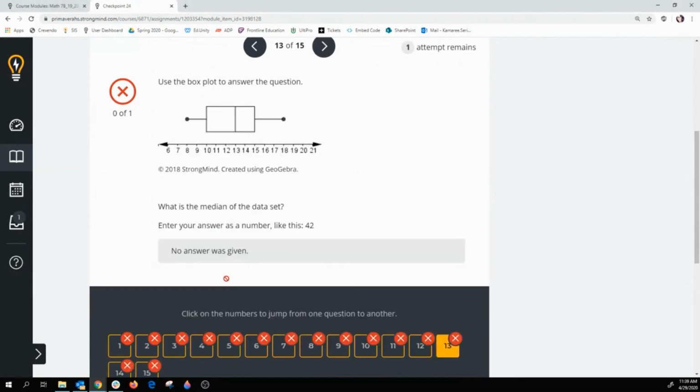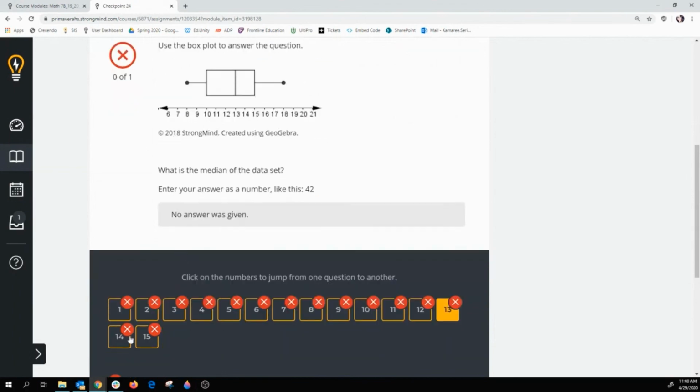Ready? Next one. So for 13, we're given this box plot here, and we want to know what is the median. So what would be the median here? Median should be 13 as well, right? Median is the line that's inside of your box, and this line is above 13. So median would be 13. Perfect.